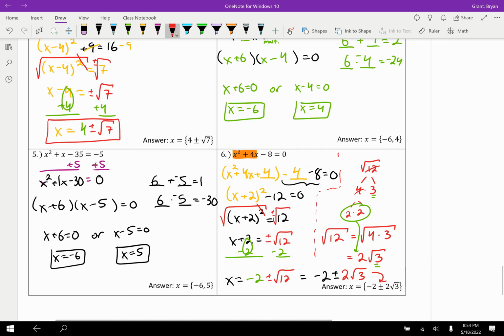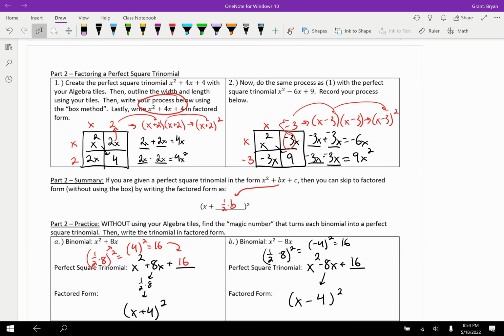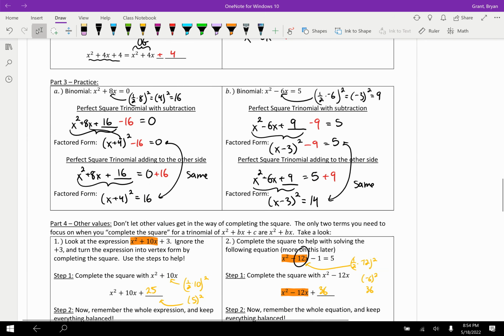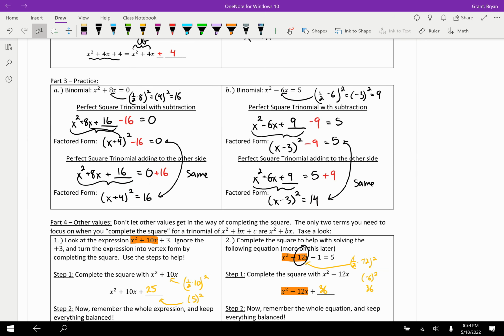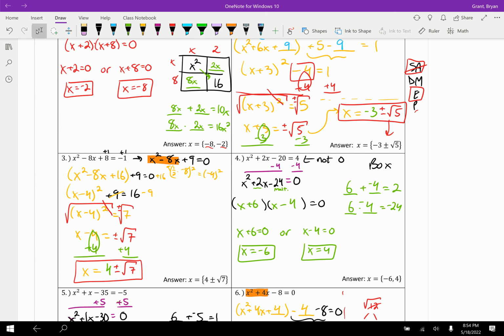So hopefully you see how everything connected here from the very first page of taking half of the b and squaring it. That gave us a perfect square. Perfect squares were easy to factor. And then once we knew how to factor, we could solve using SADMAP. There is a lot that goes into completing the square. And in fact, we should learn how to complete the square with other numbers besides 1 in front of x squared. But this year, we don't force that on you. This year, we just do 1x squared plus other numbers. In Algebra 2, you guys will deal with completing the square with other values of a.